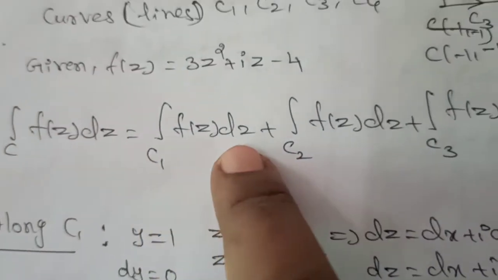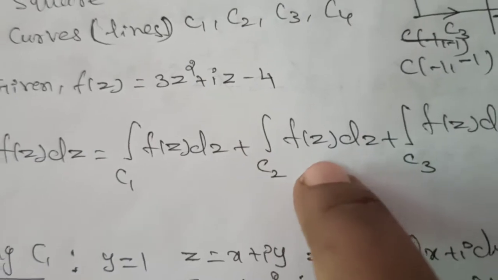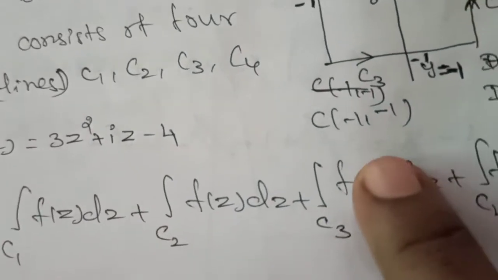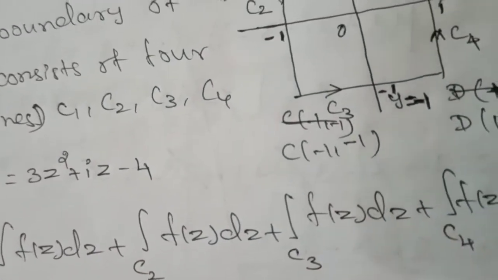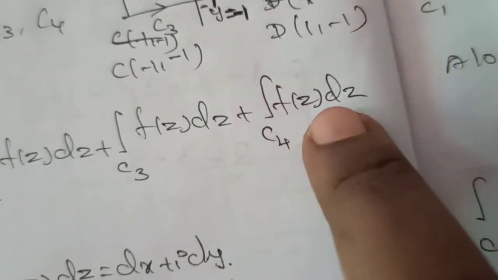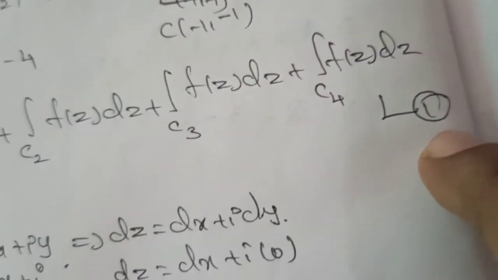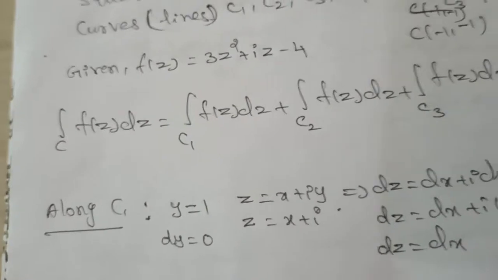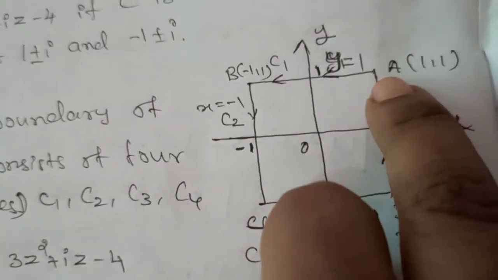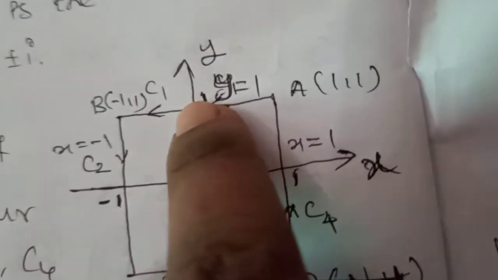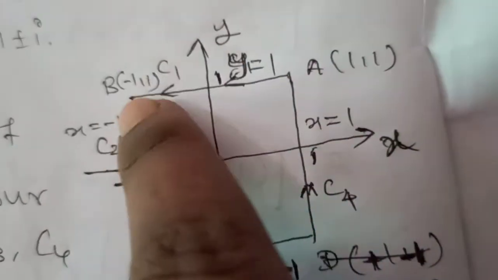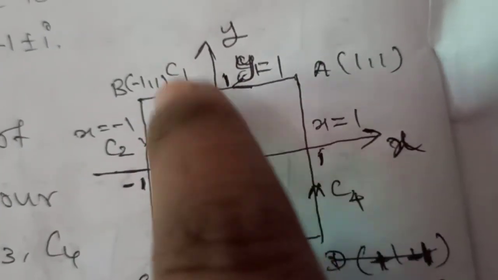Therefore, the integration of C1 f of z dz plus integration of C2 f of z dz plus integration of C3 f of z dz plus integration of C4 f of z dz. Take this as equation number 1. Next, first find the value along C1, that is along AB.